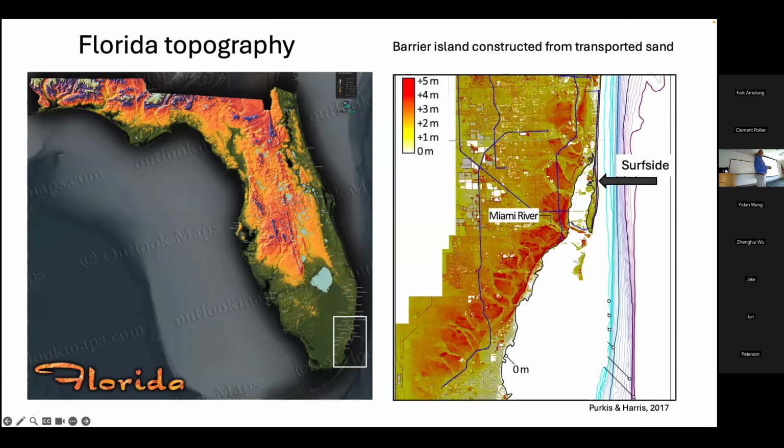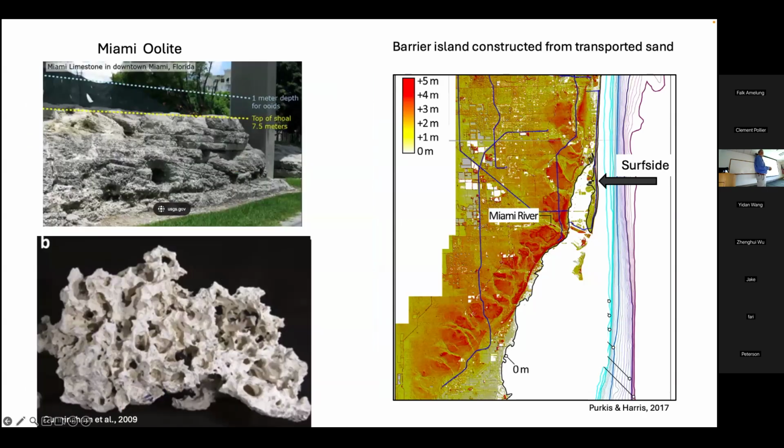Our study area is here, Surfside, or the collapsed condo. We're looking at the whole area. The collapsed condo is in Surfside.